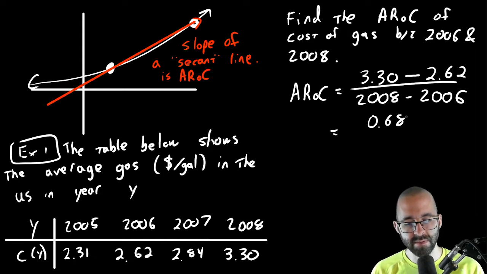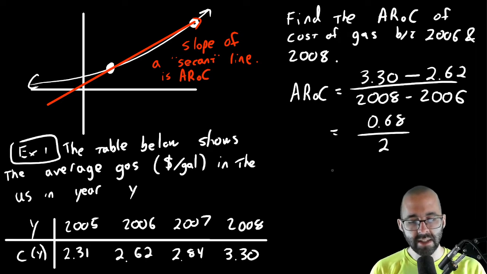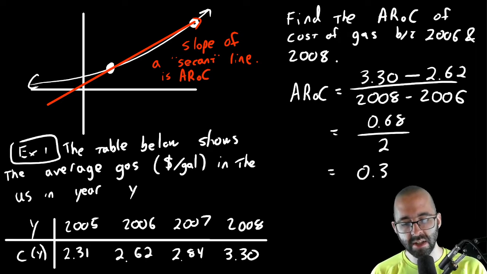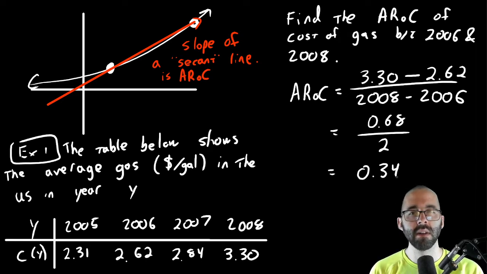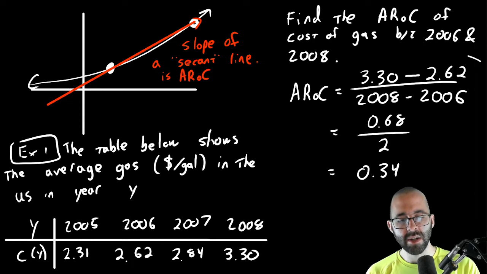I think. And what's the difference in the years? 2. Divide 68 cents by 2, and we're going to get 34 cents. Now be very careful here. We're going to need the units here, and the units are going to be determined by what's up here.